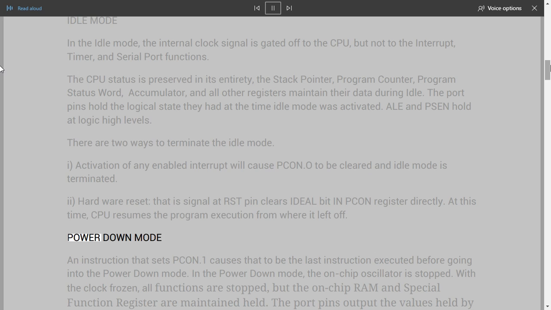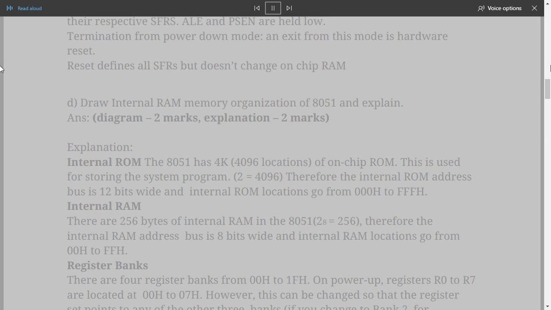Power down mode. An instruction that sets PCON.1 causes that to be the last instruction executed before going into the power down mode. In the power down mode, the on-chip oscillator is stopped. With the clock frozen, all functions are stopped, but the on-chip RAM and special function registers are held. The port pins output the values held by their respective SFRs. ALE and PSEN are held low.